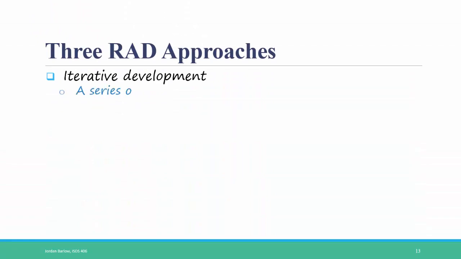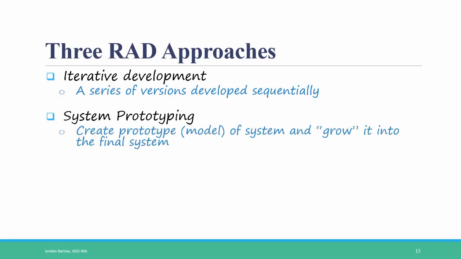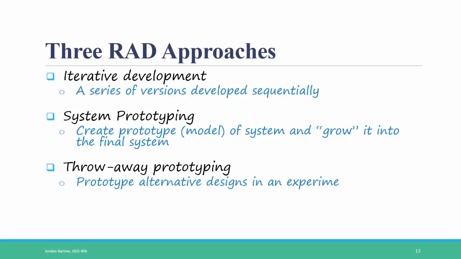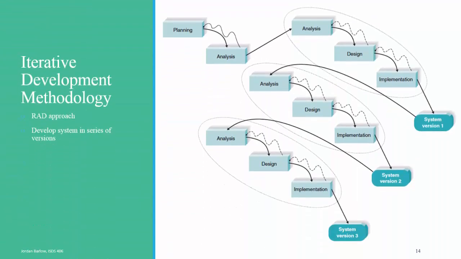Iterative development involves a series of versions developed sequentially. System prototyping involves creating a prototype or model of the system and growing it into the final system. And throwaway prototyping is like system prototyping, but the prototype alternative designs are done in a more experimental way and are discarded before the actual system is built. Here's a diagram that's helpful in visualizing what iterative development looks like.